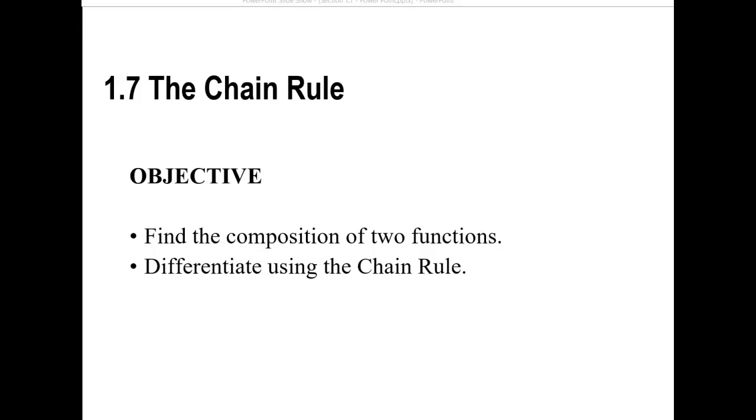This video will cover section 1.7 on what we call the chain rule. So the chain rule is a way of differentiating a composition of functions. The objective of this section is to review how to find the composition of two functions and then learn how to differentiate that type of function using the chain rule.